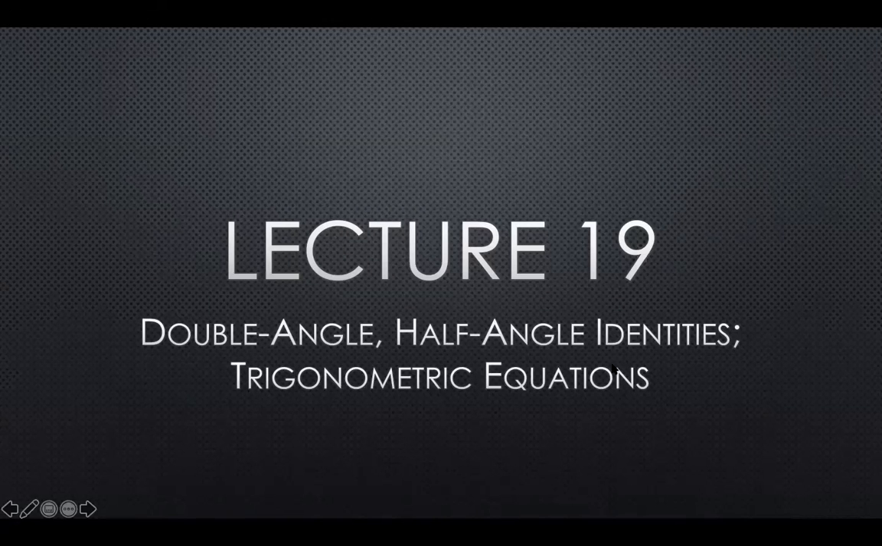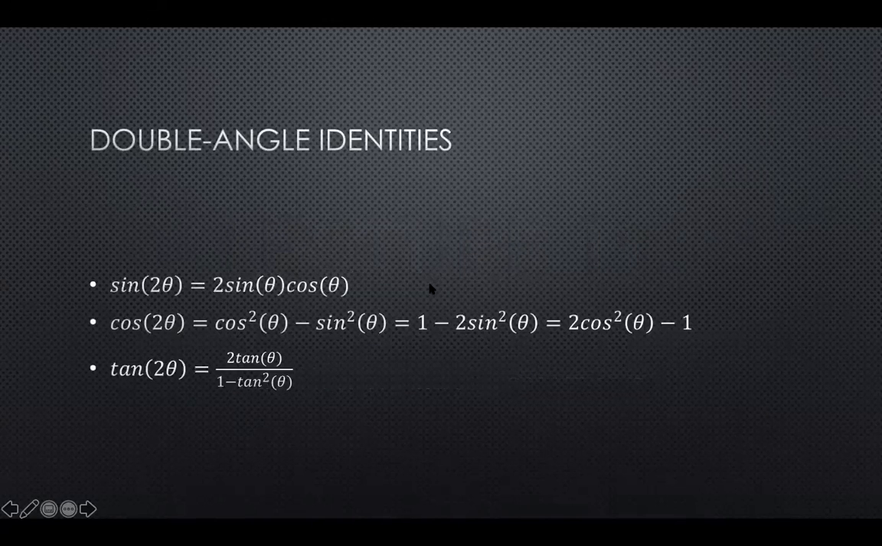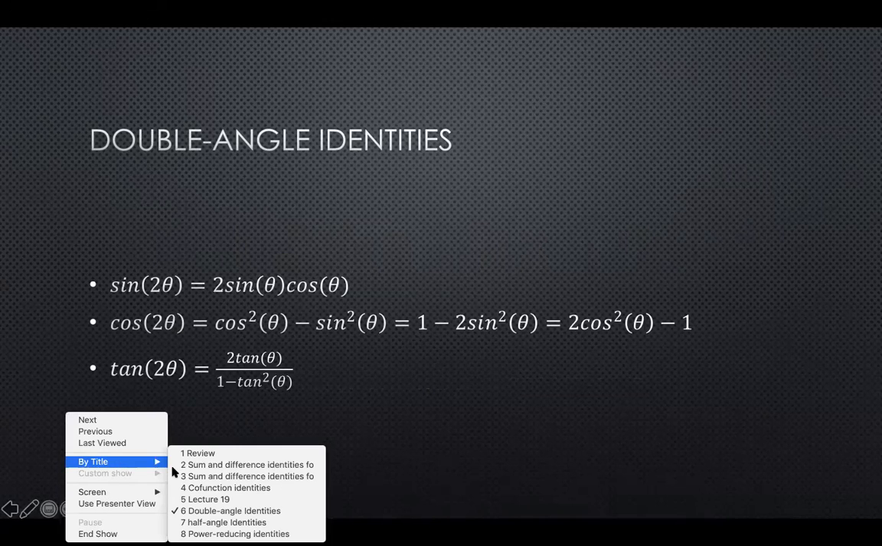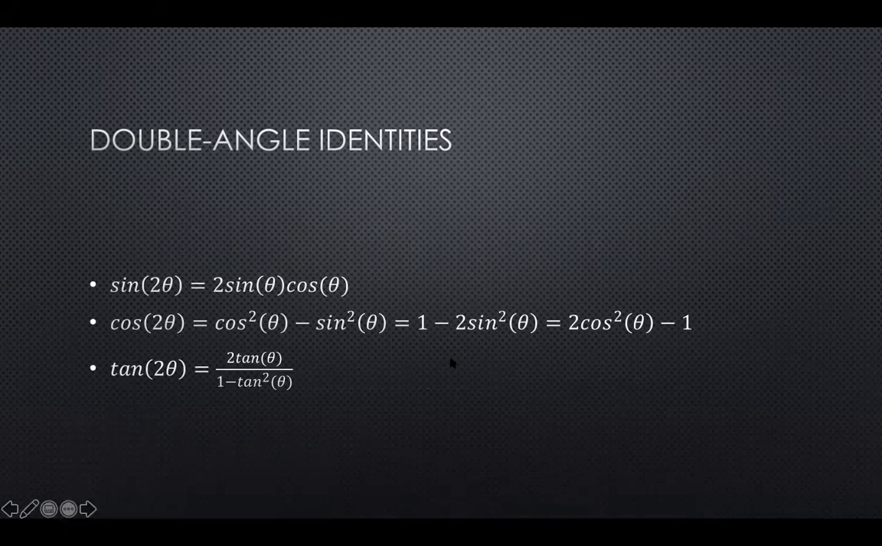Today we'll be doing lecture 19, which is double angle identities, half angle identities, and trigonometric equations. So a little bit of a review of what we did last time.